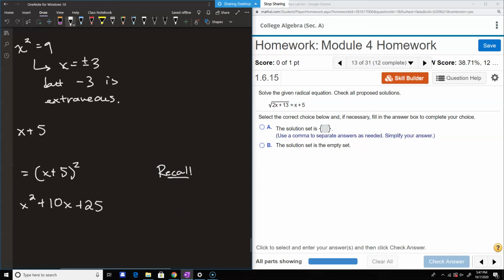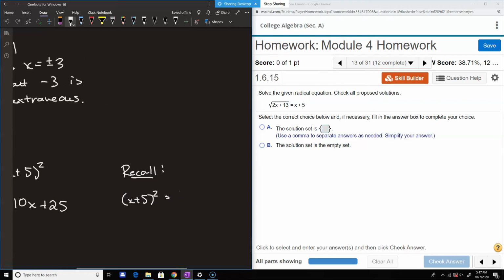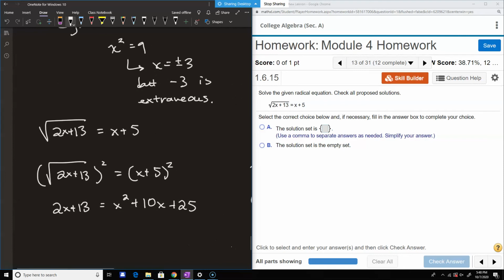Recall x plus 5 squared is really x plus 5 times x plus 5, which is x squared plus 5x plus 5x plus 25, which is where we're getting our x squared plus 10x plus 25. To expand a squared binomial, you always have to FOIL out like that. So that's where we got the x squared plus 10x plus 25. Now we're going to have a quadratic equation. Get all the terms on one side. Try and factor it. If it doesn't factor, then we use the quadratic formula. That's what we've learned today.